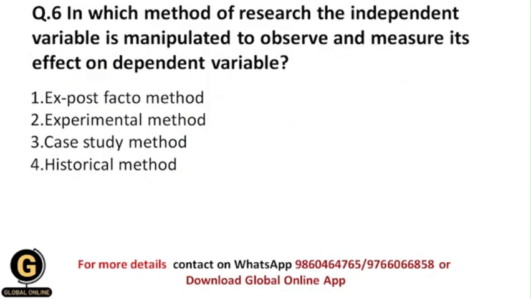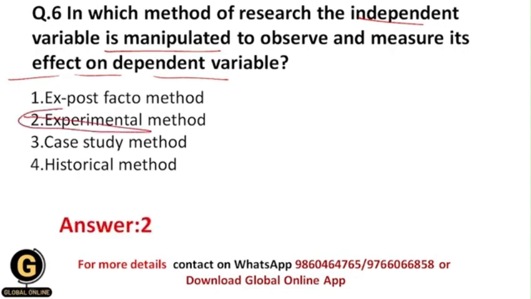In which method of research is the independent variable manipulated to observe and measure its effect on the dependent variable? This is the easiest question, and obviously the correct answer is the experimental method, because this is the only research method where the salient and unique feature is that we manipulate the independent variable and observe and measure its effect on the dependent variable.